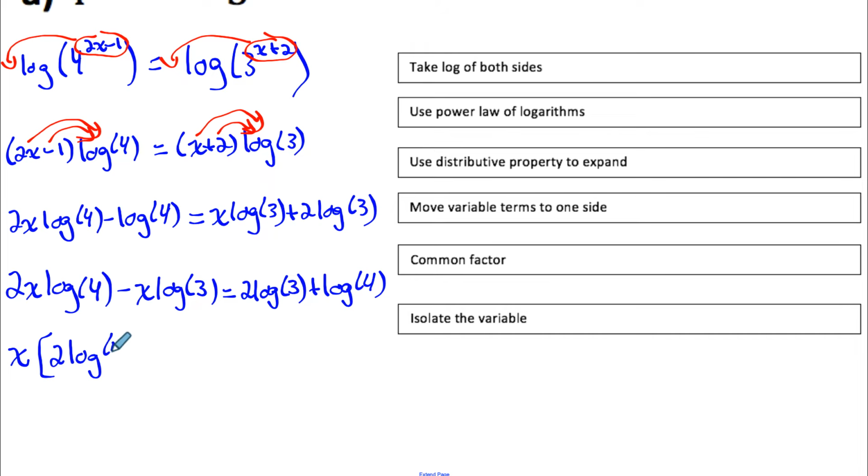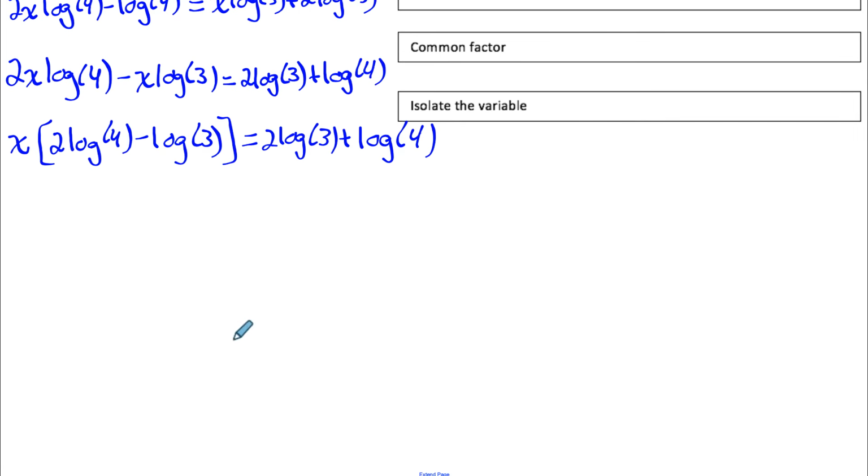2 log 4 minus log 3 equals 2 log 3 plus log 4. And then a lot of these logarithmic expressions I could simplify using my product, quotient, and power rules. You don't have to. I mean, we could now just divide both sides of the equation by this, and then that would isolate x. We could type it in our calculator and get our approximate answer. But I'm going to simplify some stuff first, get it as simple as possible before I type it in.